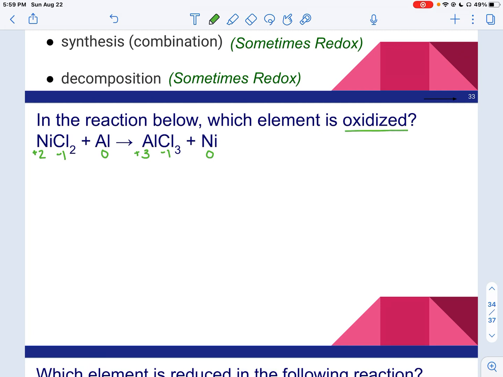Oxidized means the oxidation number goes up. Okay, we'll talk about what that means in terms of electrons in a different lesson, because that's where it kind of gets confusing. Right now, we don't have to worry about that. We're just looking at the numbers. Which one of them went up? Chlorine stayed the same. Nickel went down. Aluminum went from 0 to +3. So that means aluminum is oxidized.